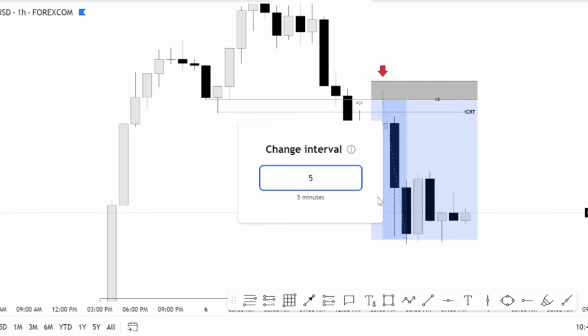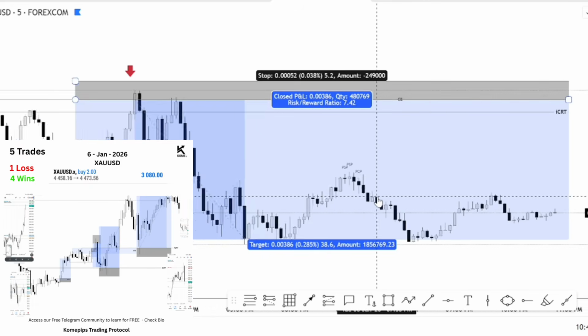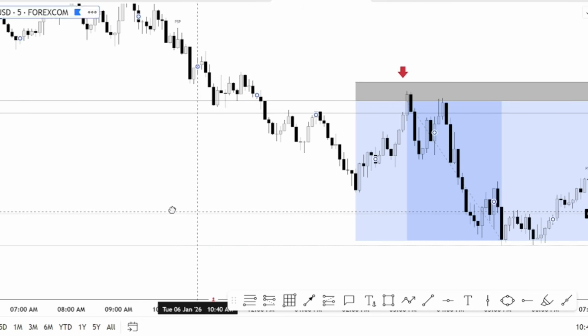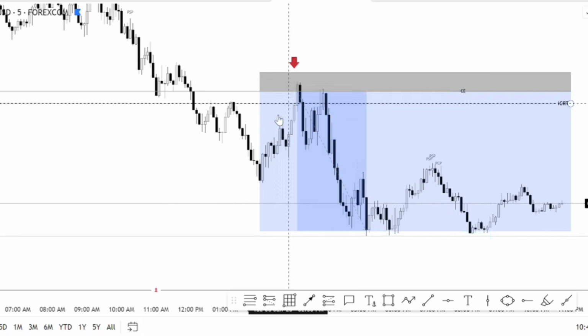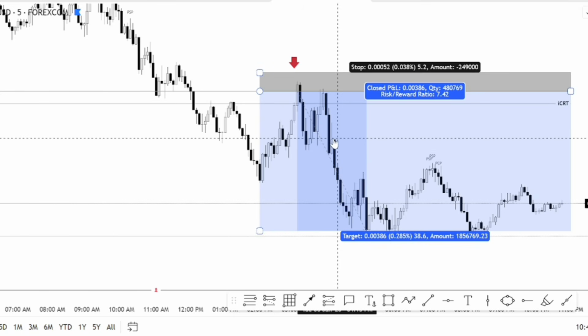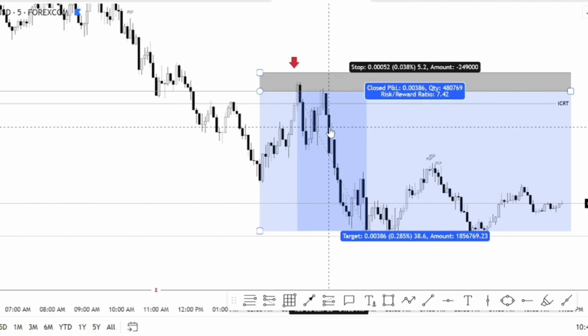Now on the 5-minute time frame, I would have gotten another opportunity, but why didn't I enter? The reason why I did not enter is simply because I already have a heavy lot size here as well, and I wasn't willing to risk. This was where I would have taken the sell continuation.